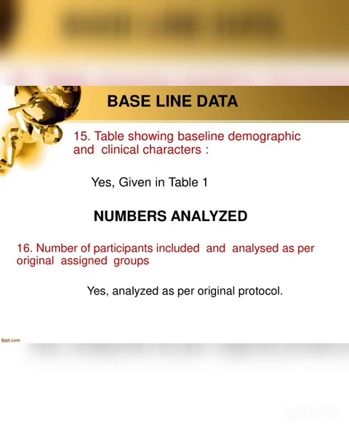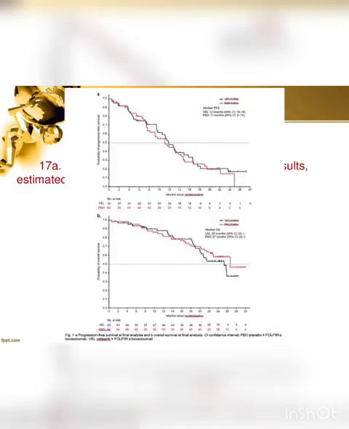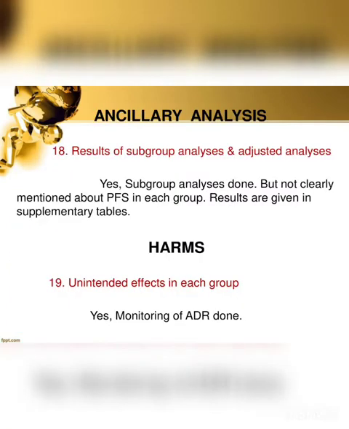Next, coming to the baseline data, a table showing the baseline demographic characters was given in the journal and the numbers analyzed as per the original protocol. Yes, this is the table which was given in the journal. You can see it in the journal, and also the graphical representation is mentioned in the journal. This is the secondary outcome which is also given in the particular journal. Coming to the ancillary analysis, results of each subgroup analysis were done but the PFS in each group was not mentioned clearly.